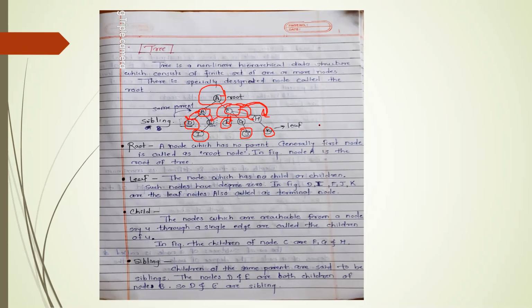Next is sibling. Children of the same parent are said to be siblings. Means in the figure, nodes D and E are siblings. K, G and H are siblings. Means they are children of the same parent. This is the introduction of tree.